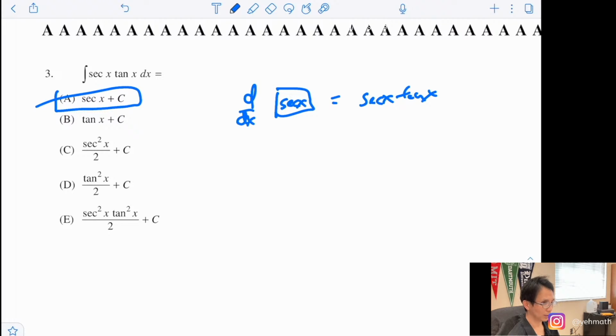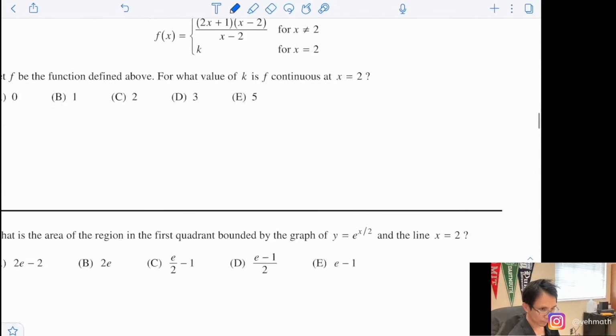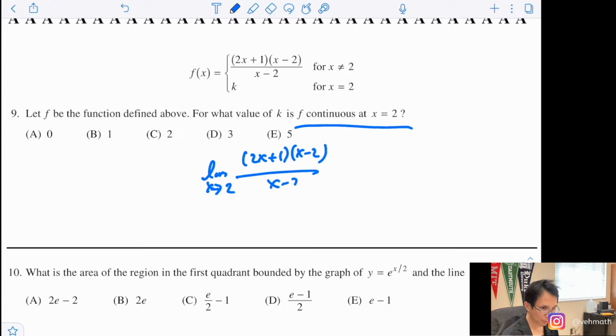Can you do 9? Number 9. Okay, so they say f is continuous, right? That means the limit as x approaches from the left and right, in this case, is going to be the limit of (2x squared plus 1)(x minus 2) over (x minus 2). It must equal k.